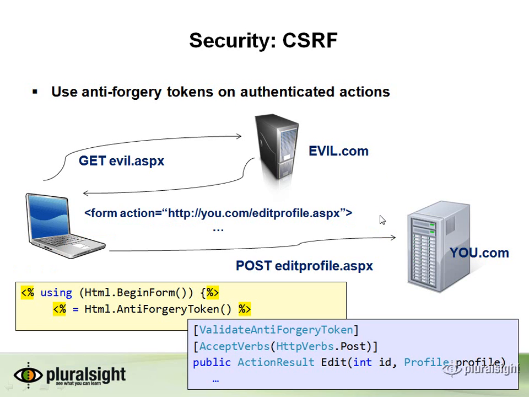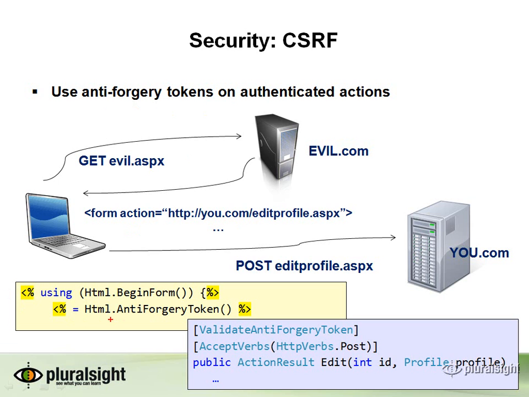The only way to prevent this sort of attack is to ensure that the form a user is posting back was something that was created by my application. So I need some sort of secret embedded inside of that form that was created by my application so that when it posts back, I can look at that secret. This is known as an anti-forgery token, and these are very easy to use.